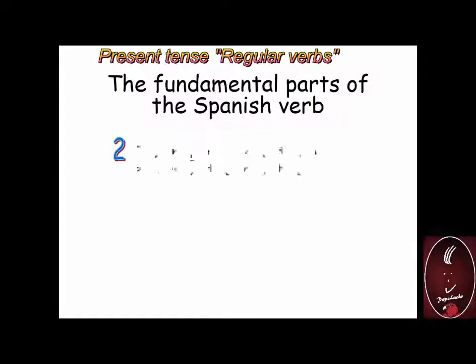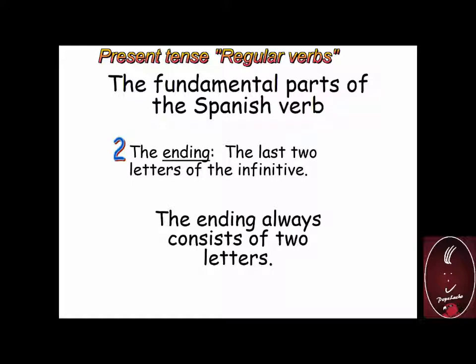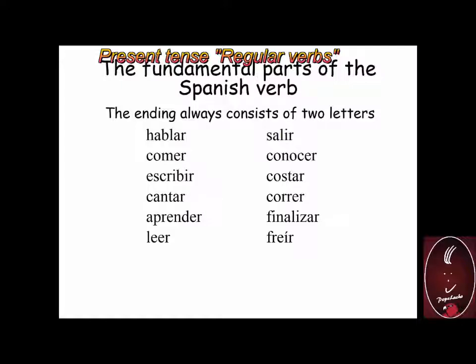Second, the ending, the last two letters of the infinitive form of the verb. When we are going to conjugate the verb, we have to drop the ending. For instance, in the verb hablar, we drop the ending AR. Comer, escribir, and so on. Those are the endings that we have to drop when we're going to conjugate the verb.